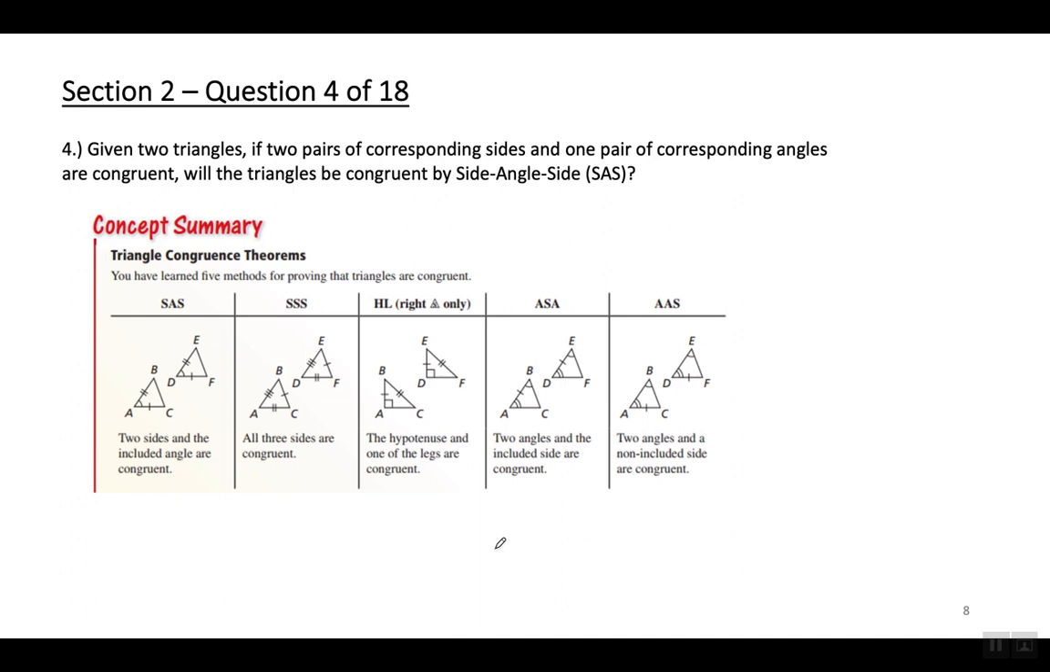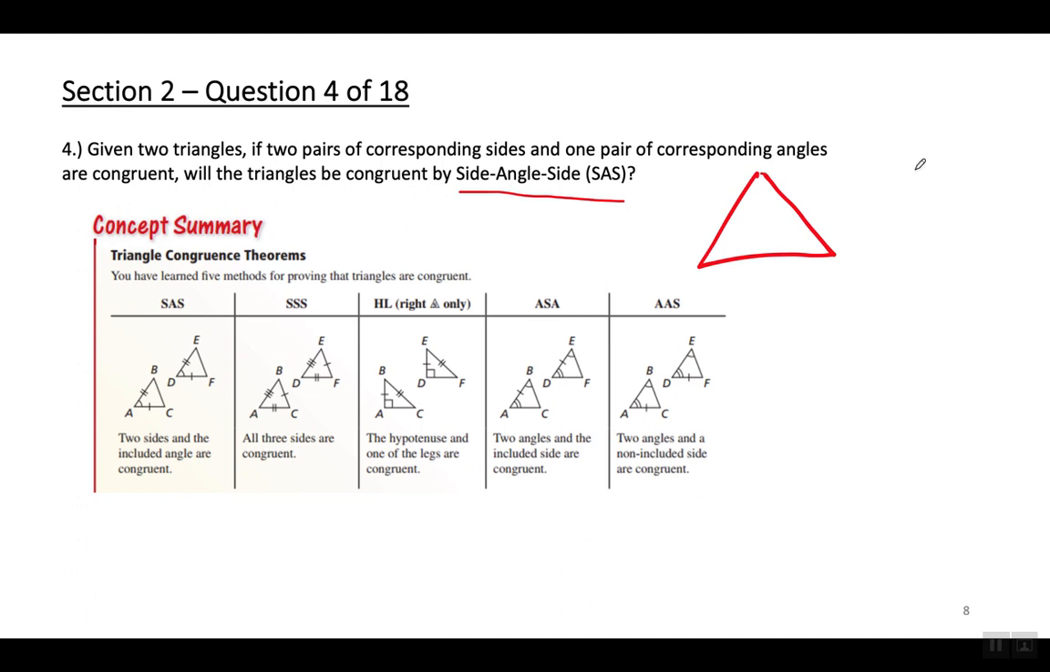All right, moving on. Question 4. The question is up here, and I just put this for reference, okay? But here's the question. Given 2 triangles, if 2 pairs of corresponding sides and 1 pair of corresponding angles are congruent, will the triangles be congruent by side angle side?